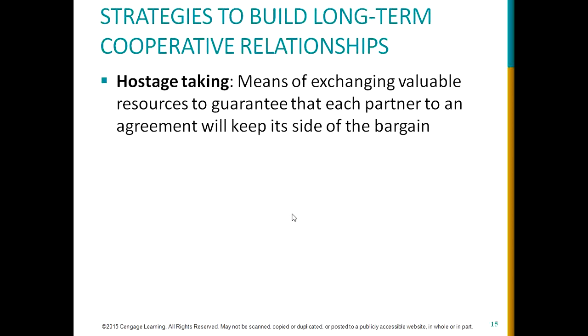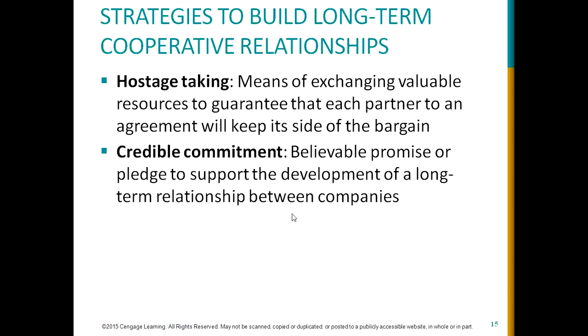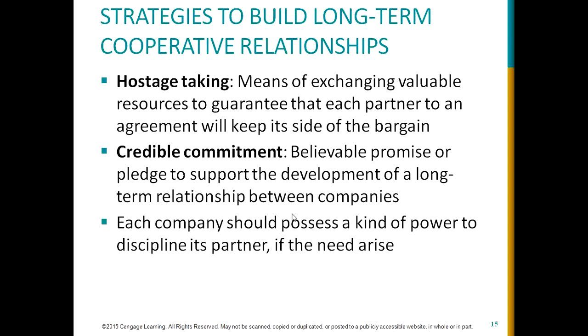That is essentially a means of guaranteeing that each partner will keep its side of the bargain. In this type of situation, the companies are usually dependable, that is, each company holds a hostage, the specialized investment the other has made, thus making it a convenient means of exchanging valuable resources to guarantee that each partner to an agreement will keep its side of the bargain. Credible commitments. Now, the credible commitment is a believable promise or pledge to support development of long-term relationships between companies. Each company should possess a kind of power to discipline its partner if the need arises.